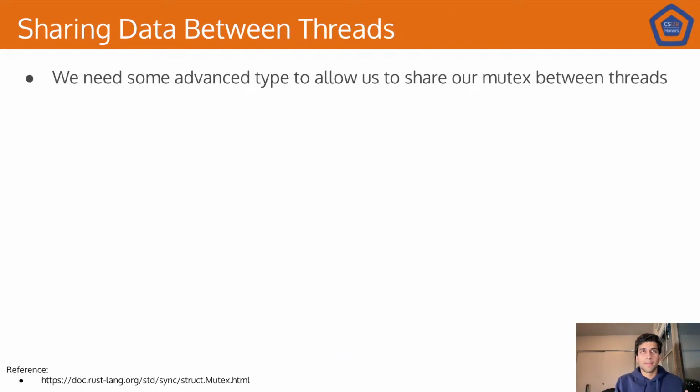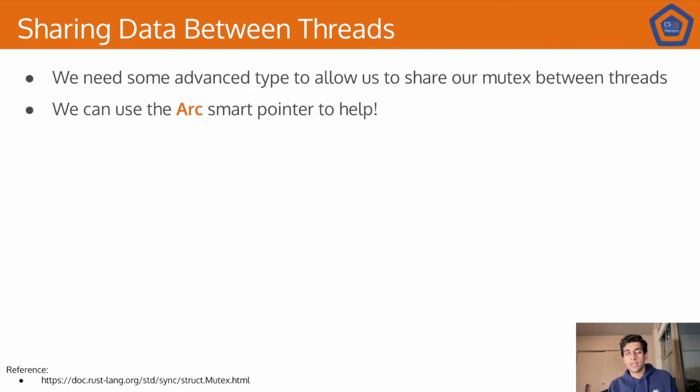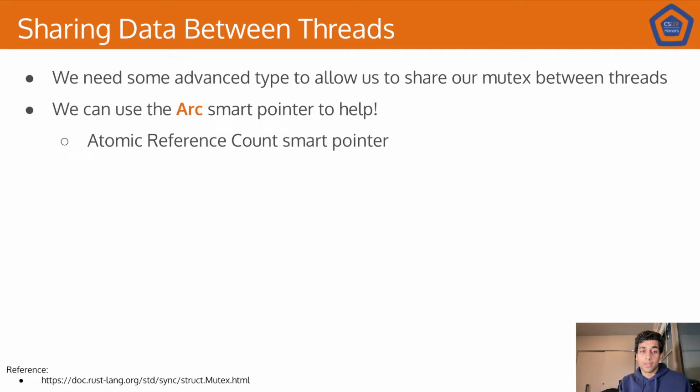So we want this advanced type to allow us to share our mutex between threads. So there's this thing called the Arc smart pointer. It stands for atomic reference count smart pointer. What this does is it says, we have this piece of data we'd like to share. We want it to have multiple owners.